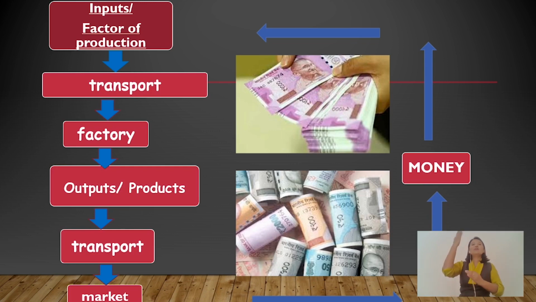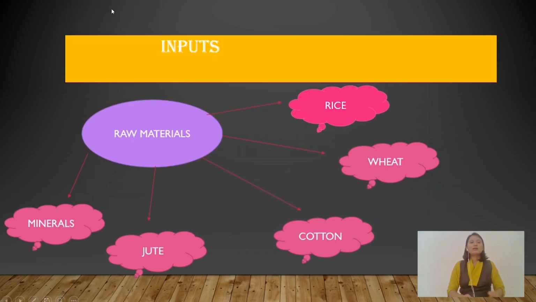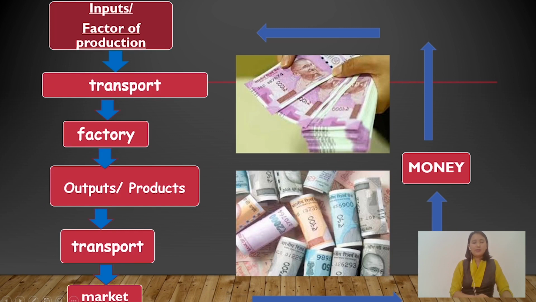Okay, let me tell you from the starting. In order to produce goods, what are the inputs that I require? The inputs refer to the raw material. And the raw material can be anything: rice, wheat, cotton, jute, minerals, right? So in order to purchase the minerals, we need money.